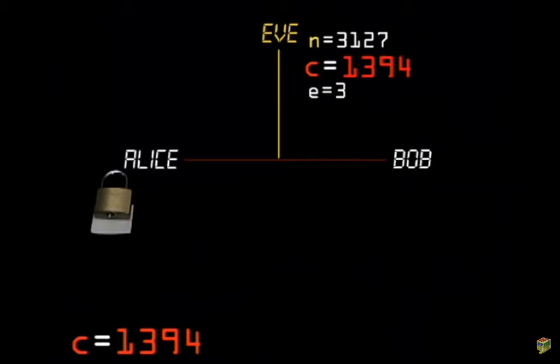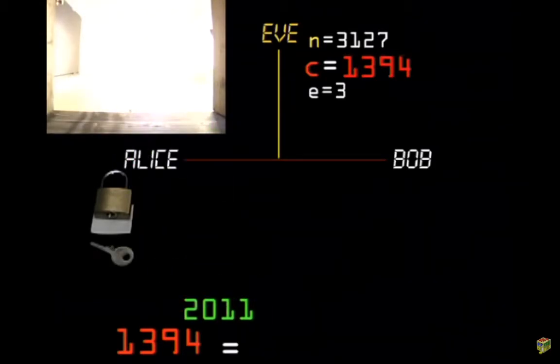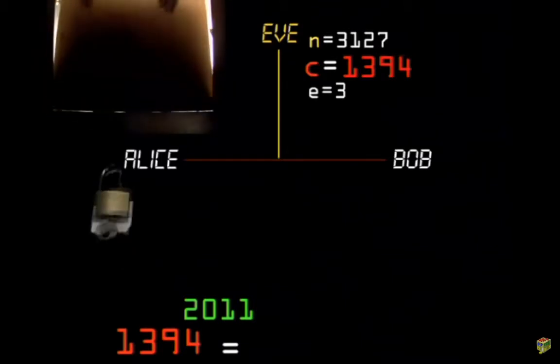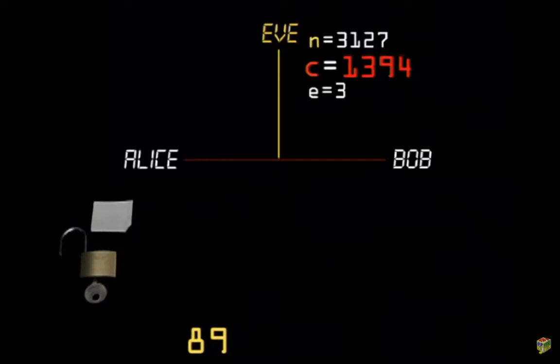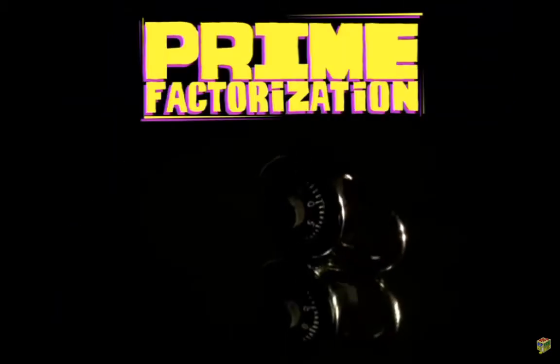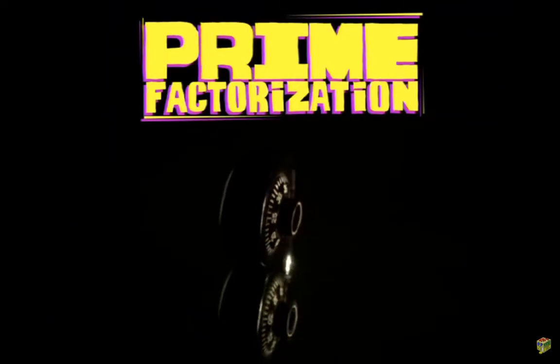Finally, Alice decrypts his message using her private key, d, accessed through her trapdoor. c to the power of d mod n equals Bob's original message m. Notice that Eve, or anyone else with c, n, and e, can only find the exponent d if they can calculate phi of n, which requires that they know the prime factorization of n.